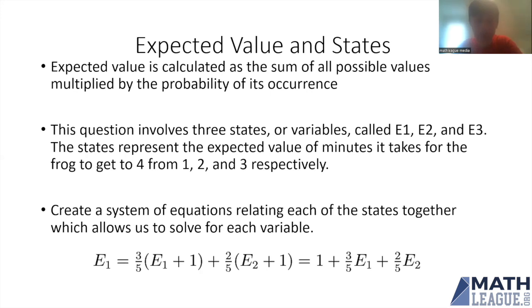The second term is similar. There's a 40% chance, or 2/5 chance, that we jump to the right, and that gets us to 2. From 2, we expect it to take E2 minutes to get to 4. Then there's another plus 1 accounting for the jump we made to get to 2. If we simplify the algebra a little bit, we get E1 is equal to 1 plus 3/5 E1 plus 2/5 E2. If you want to try and find the other 2 equations, I'll give you a minute to pause. But if not, I will just go on to the next slide.